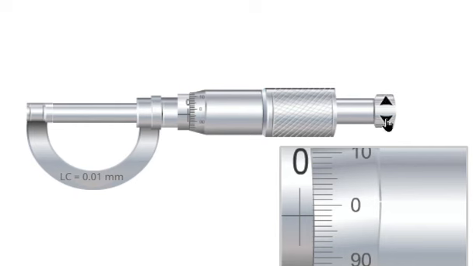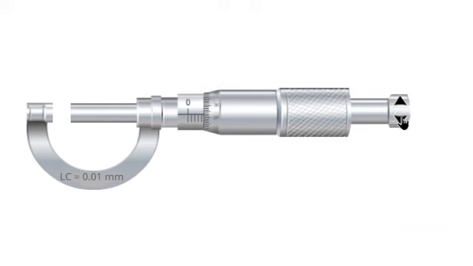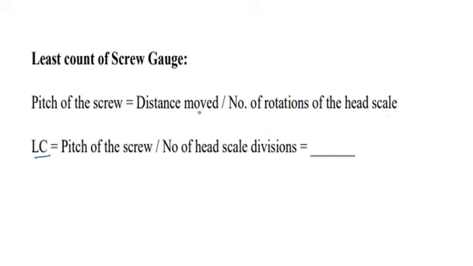Now, if I make 5 rotations, 1, 2, 3, 4, 5, catching hold of the ratchet, the distance moved on the pitch scale is 5 mm. So the pitch of the screw can be expressed as the distance moved divided by the number of rotations made on the head scale. So the distance moved is 5 mm, and the number of rotations made on the head scale is 5. So the pitch of the screw in this case is 1 mm.